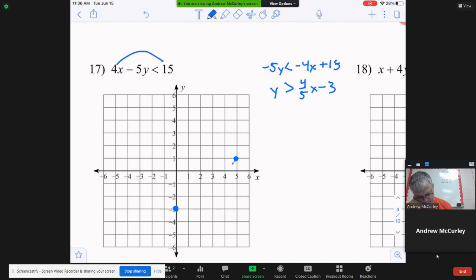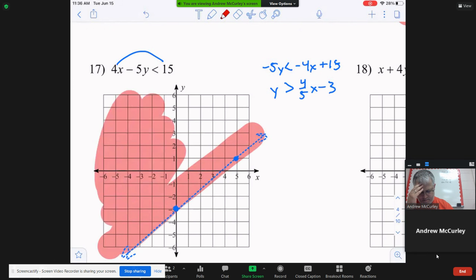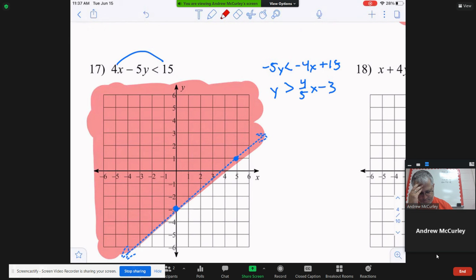Why did that happen? There we go. Dash line. And it looks like we're shading above. I guess it doesn't matter what color. So there we go. Boom. Looks like a big puffy cloud.